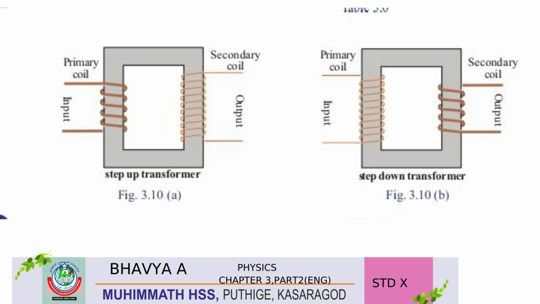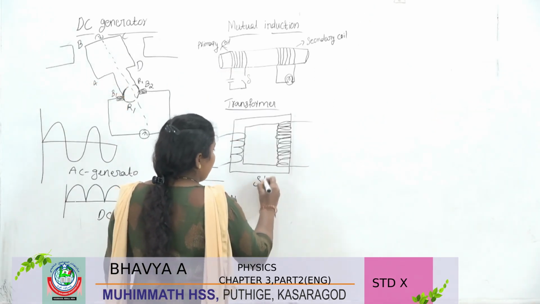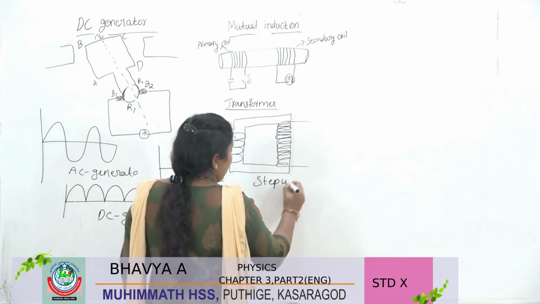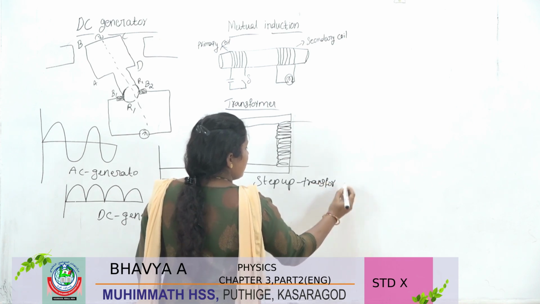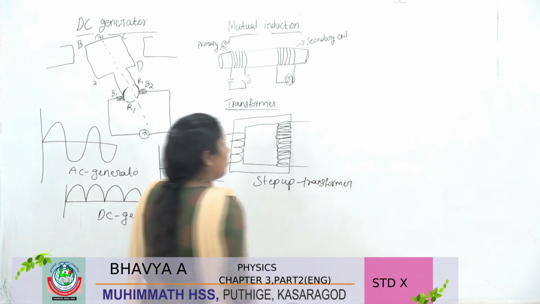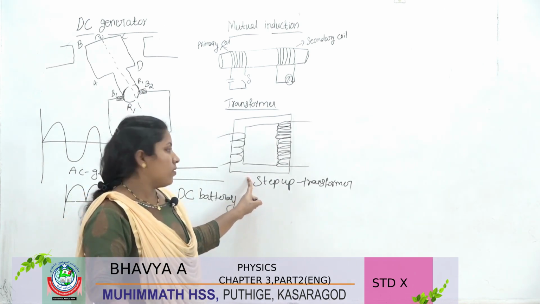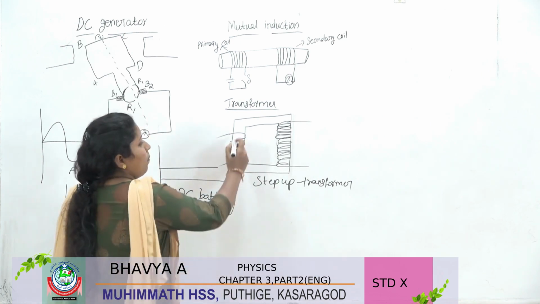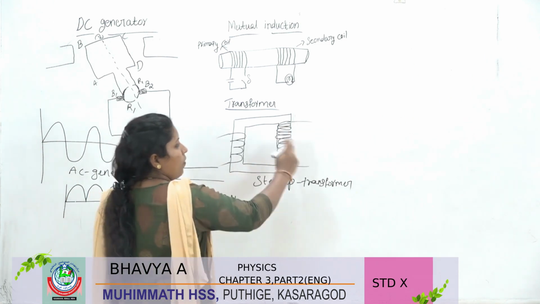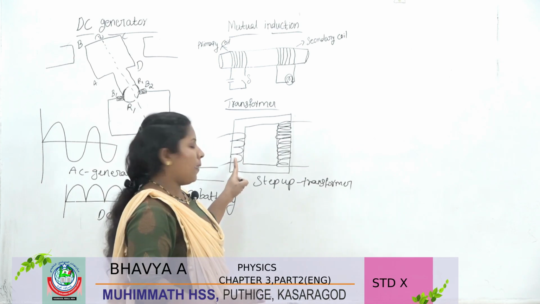See here, this is the diagram of a transformer. This is a step up transformer. This is used to increase the voltage in AC. See here, the number of turns in the primary is less. Here the number of turns in the secondary is higher than the primary.